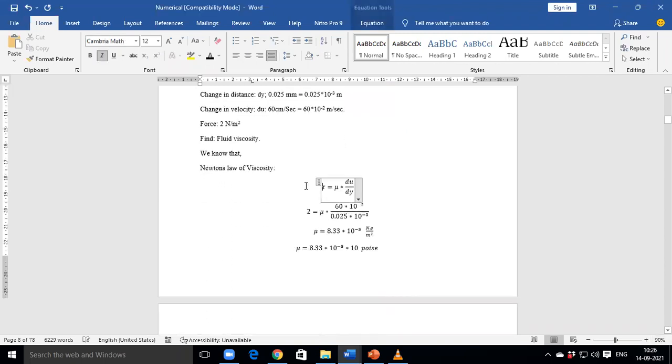Is this equation visible? Tau is equal to mu into du by dy. We can call it equation number 1. In this equation, tau is the shear stress and mu is the viscosity. Du is the change in velocity and dy is the change in distance.